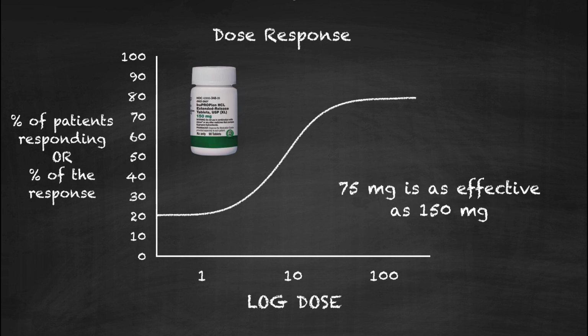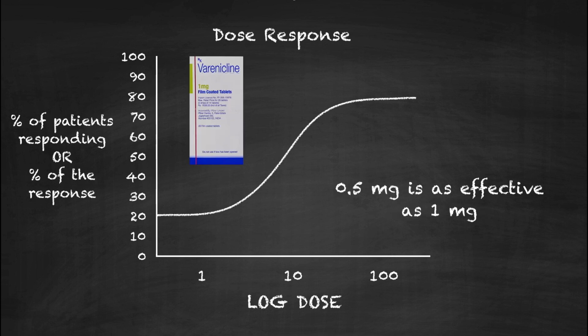Ibuprofen for one, I guess you can use it for depression, but also for smoking cessation. There are a number of studies showing that 75 milligrams is just as effective as 150. So I'm not even saying it's less effective. It is as effective as 150. Varenicline is another medication that's used for smoking cessation, and there's a couple of studies showing that 0.5 milligrams is as effective as 1 milligram.